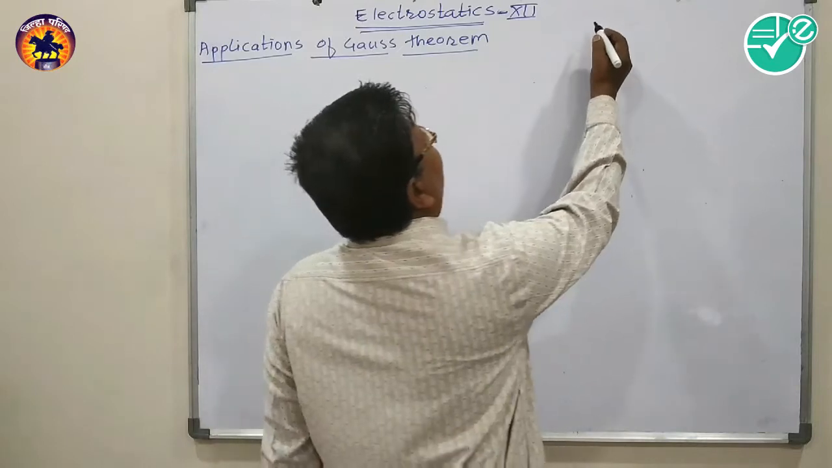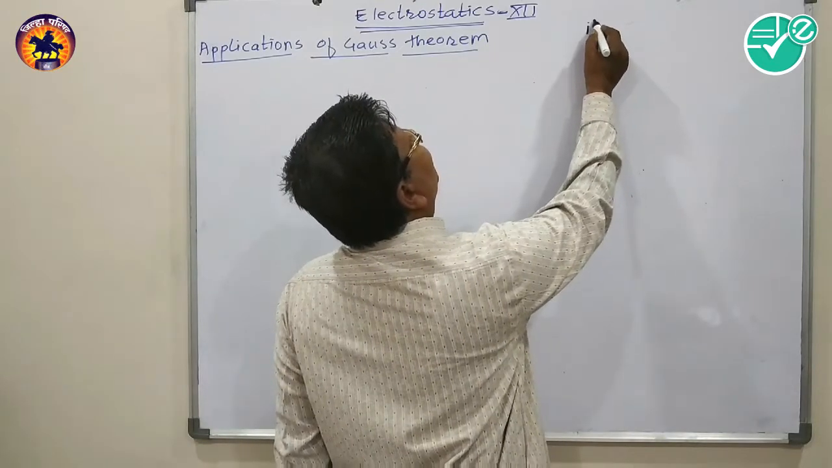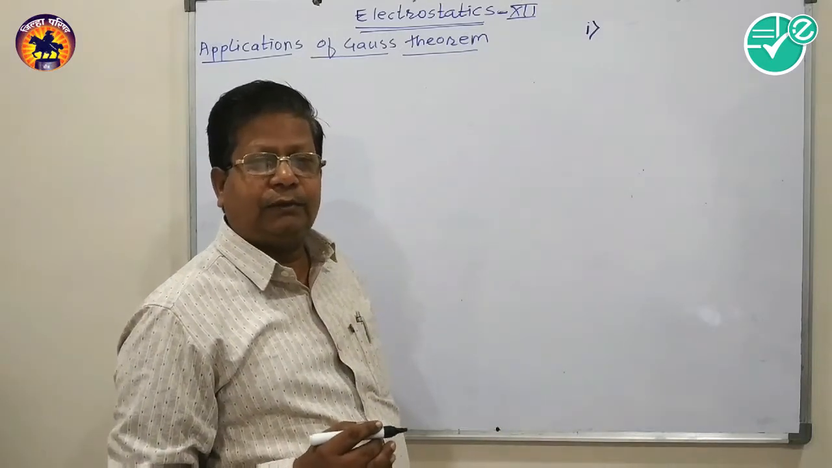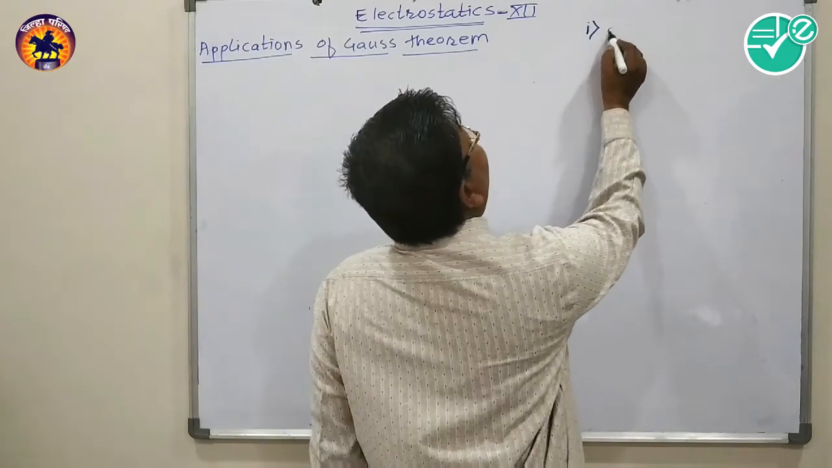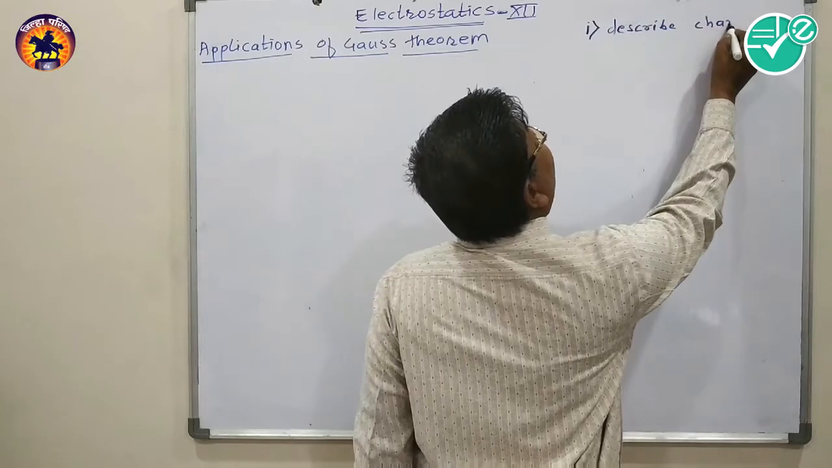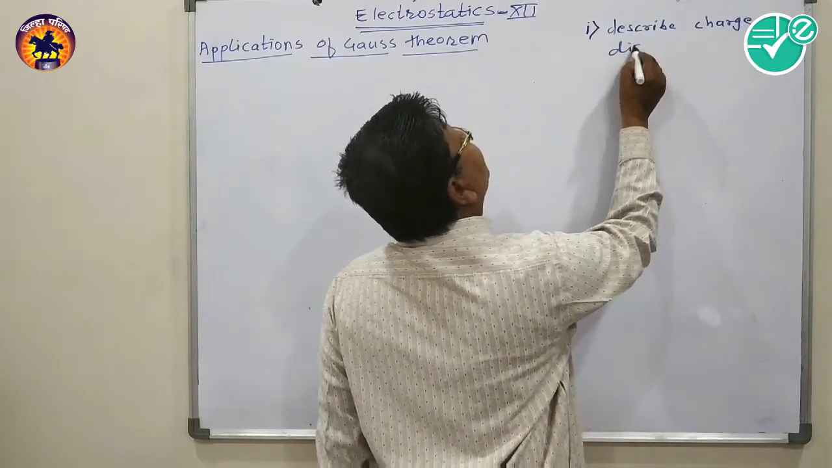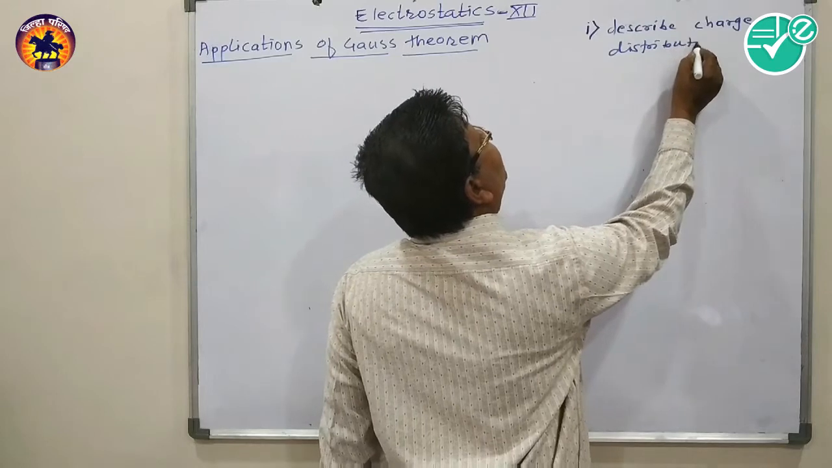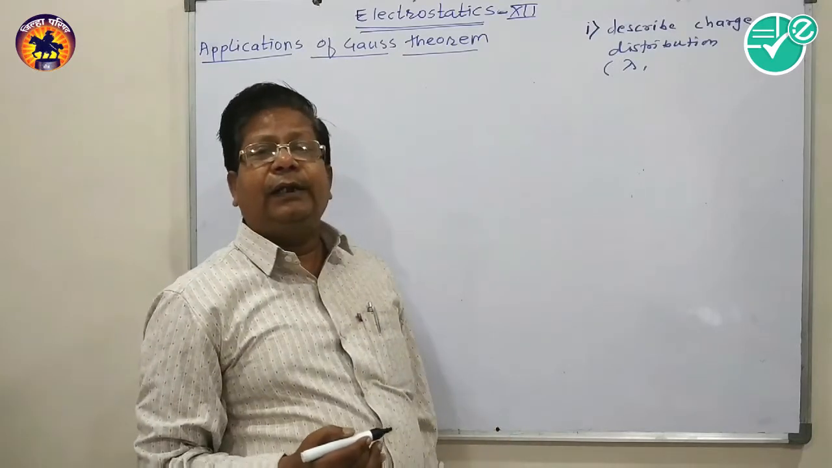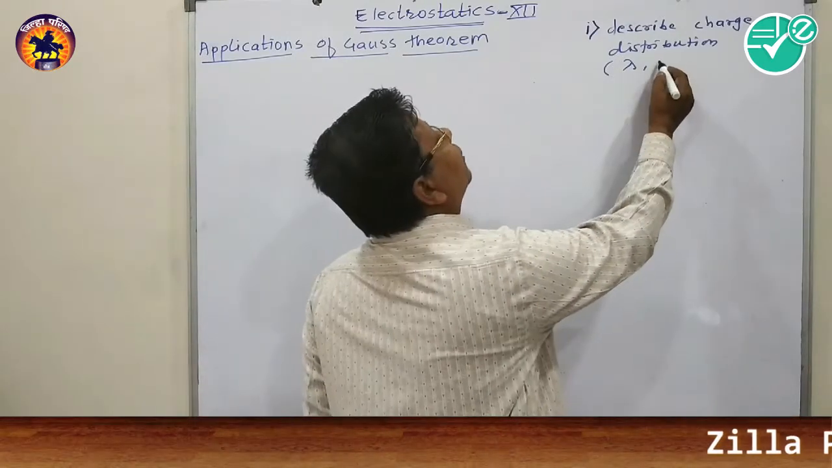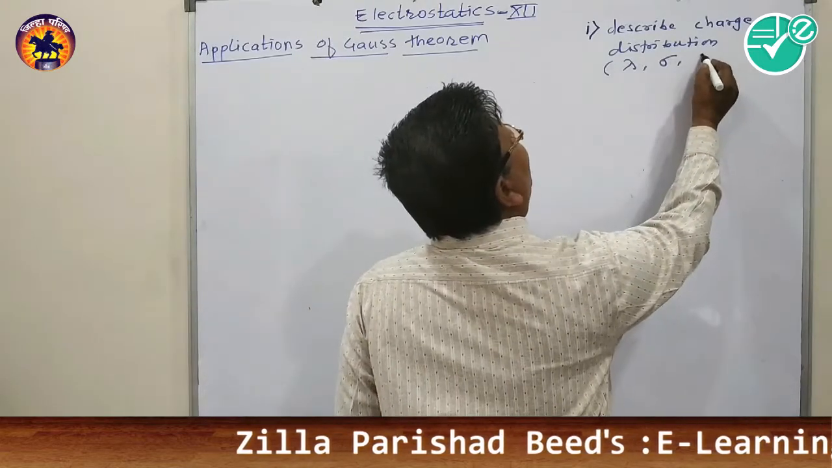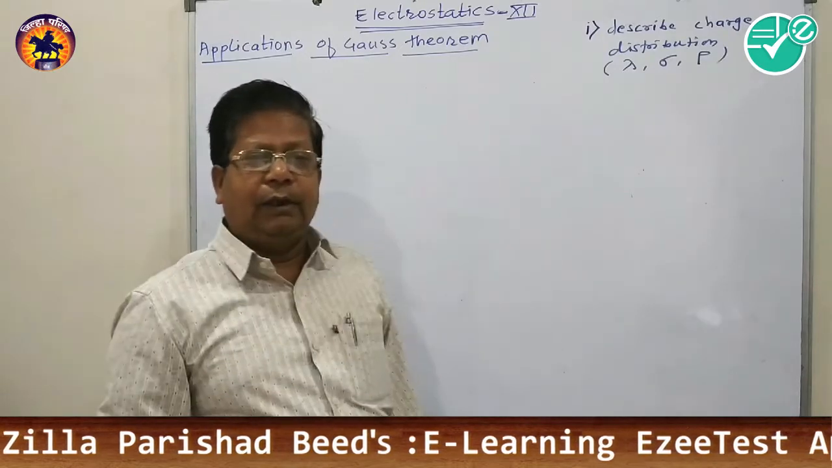So in each application we have to follow 5 steps, and the first step is describe charge distribution. That means describe charge distribution in terms of linear charge density, in terms of surface charge density, or in terms of volume charge density. This is the first step.